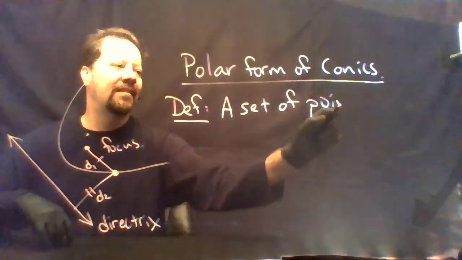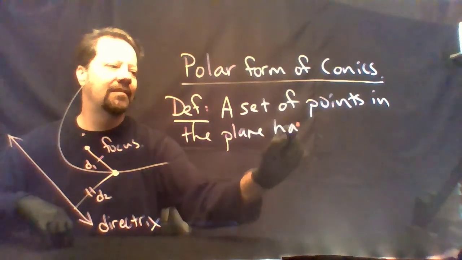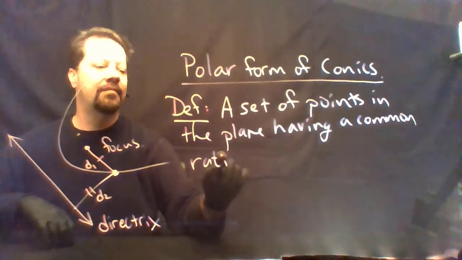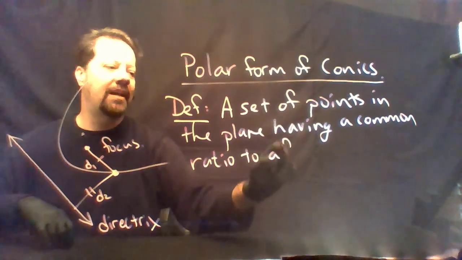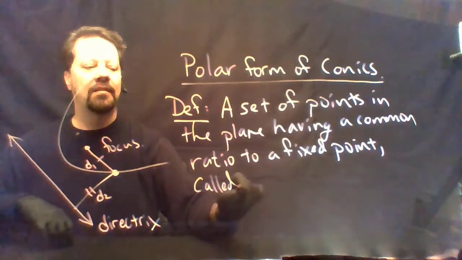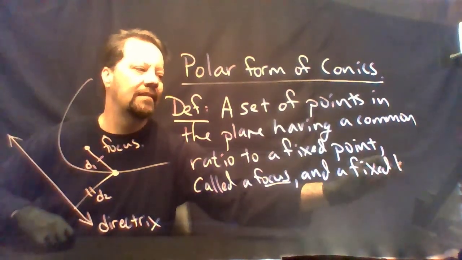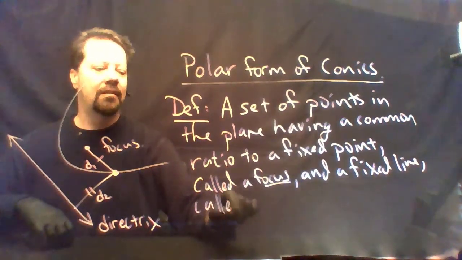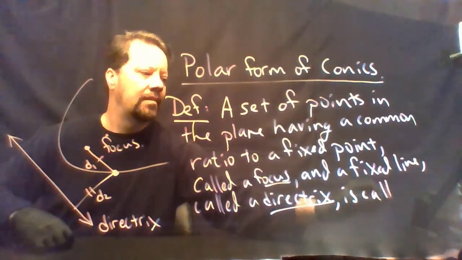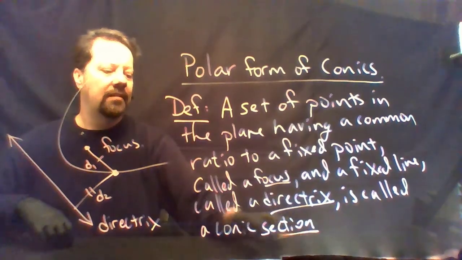A set of points in the plane having a common ratio to a fixed point called a focus and a fixed line called a directrix is called a conic section.